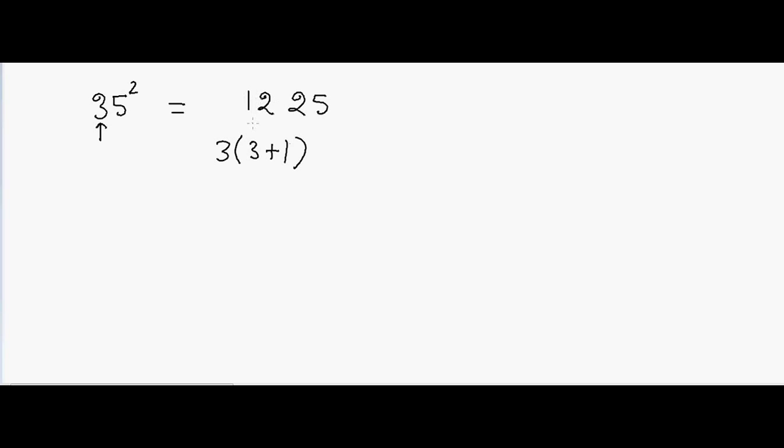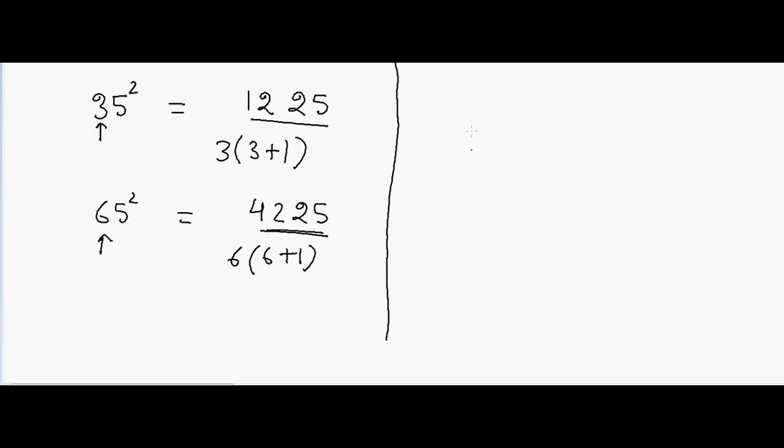So the answer is 1225. Another example, if I have 65 squared, in that case I have to write 25, and then I'll take 6 and multiply 6 by 6 plus 1, which is 7. 7 times 6 is 42. So the answer is 4225. So how does this trick work? Let's look into that.